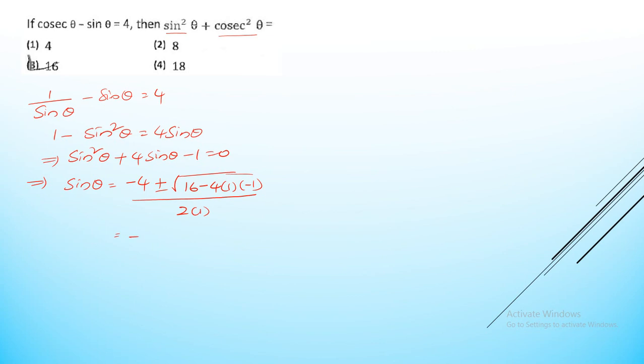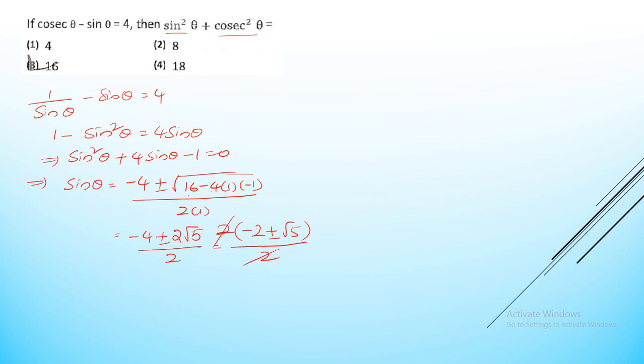So from this, what I am going to get: minus 4 plus or minus 16 minus of minus 4 is, so minus 4 into minus 1 plus 4, 16 plus 4 is 20. So square root of 20 is 2 root 5. So 2 root 5 divided by 2. So in the numerator, if I take 2 as common, what I am going to get is minus 2 plus or minus root 5 divided by 2.